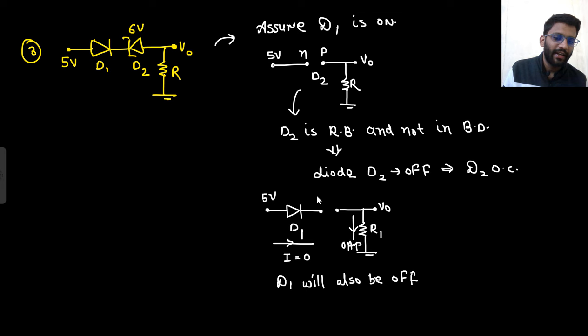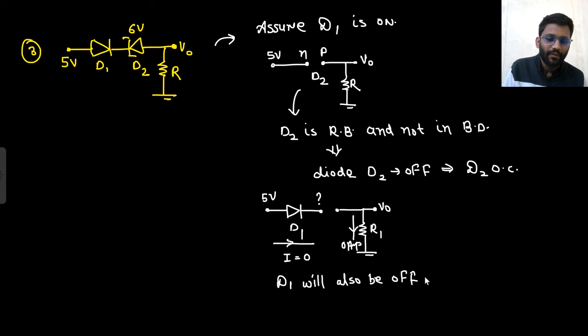If they had asked the potential of this point, what would you say? You will not say it is 5 volt. You will say I can't comment, because D1 is open circuited now. Right? So D1 will be off. V0 is 0 volt. That's it.